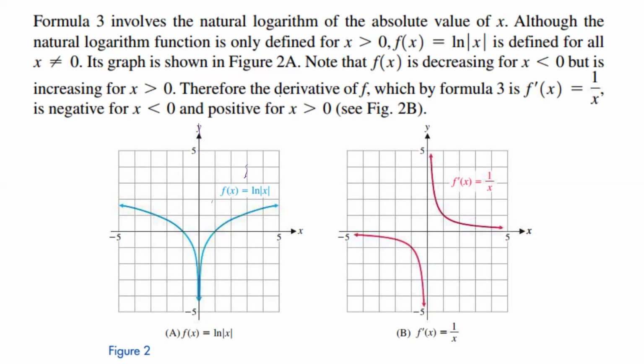So therefore, the derivative of f, which is found by formula 3, the f prime of x, is equal to 1 over x. And so when we take this derivative, we get this function, and we have the upper piece, and we have the lower piece, okay? And it's negative for x less than 0, and it's positive for x greater than 0. So that's kind of why we get what we get here.